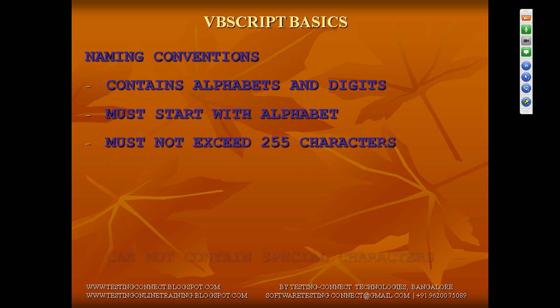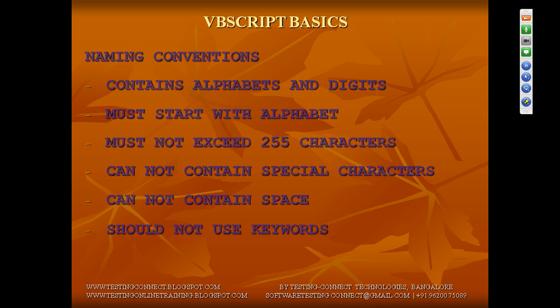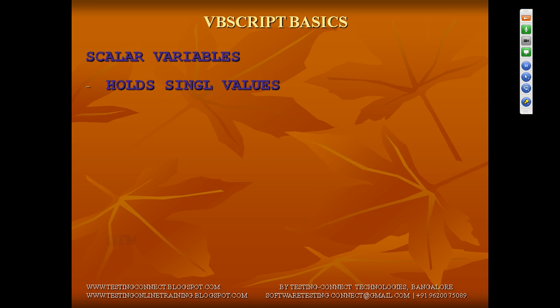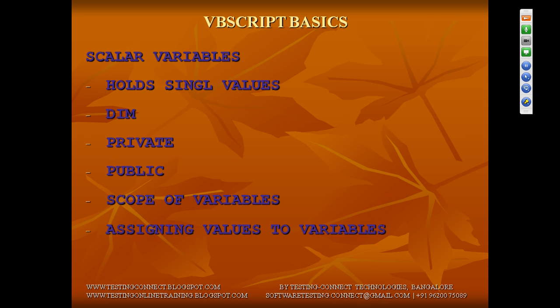Arrays are again of two types. And variables you can declare with Dim, Private and Public. The scope of the variables will vary. Private and Public I will explain in detail when I explain functions and procedures. At that time I will explain Private and Public. As of now you can remember Dim. Then the scope of variables, there I will explain.